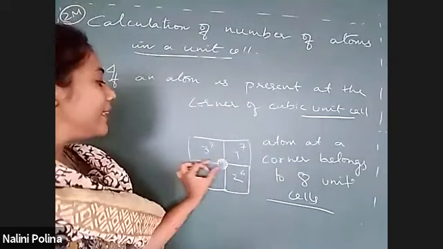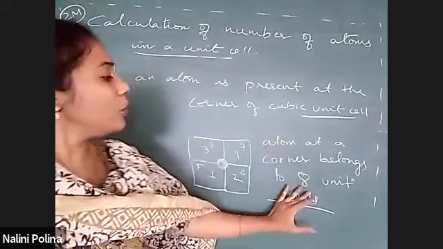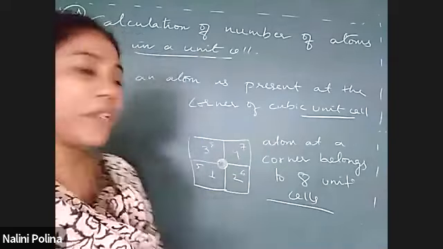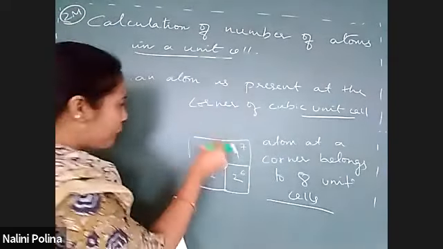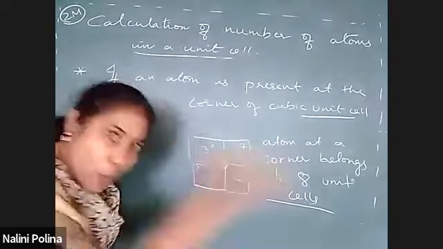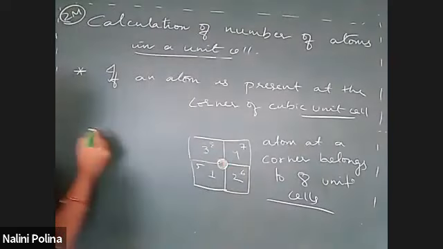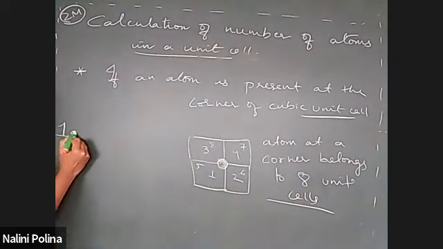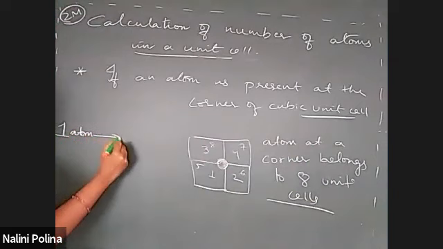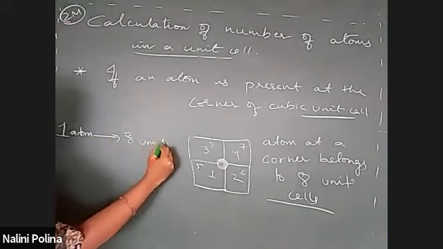ಅಂದ್ರೆ this atom can belong to 8 unit cells. Now, how much fraction of atom can belong to 1 unit cell? See, I'll work out here. See, one atom is belonging to 8 unit cells.